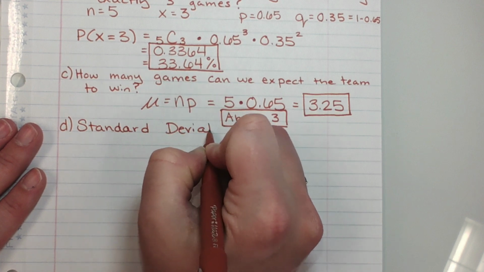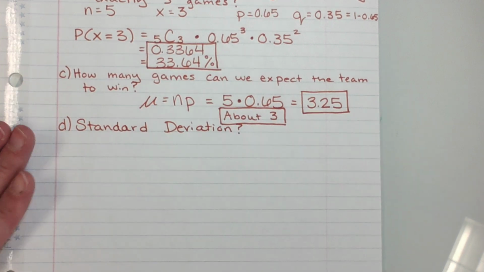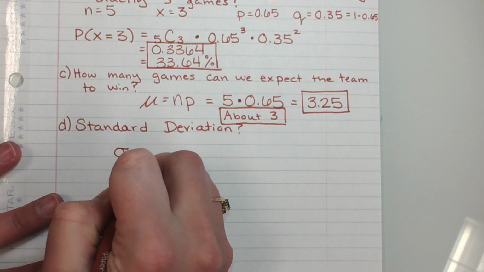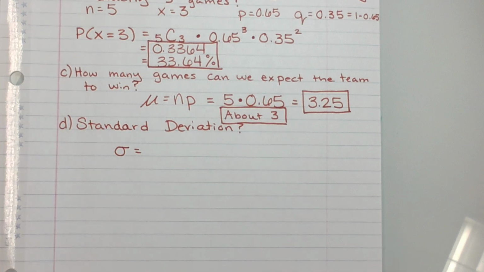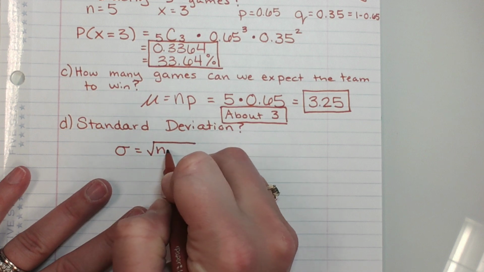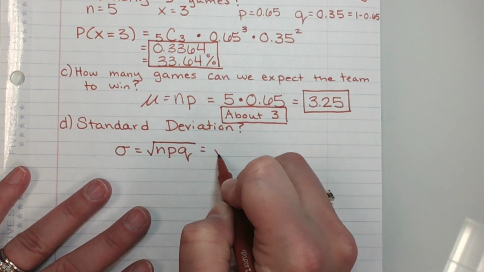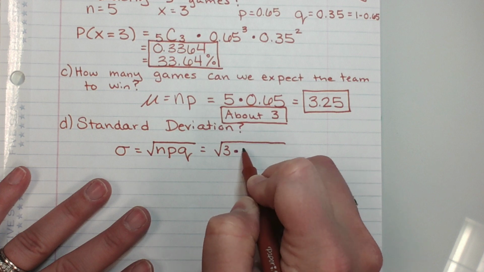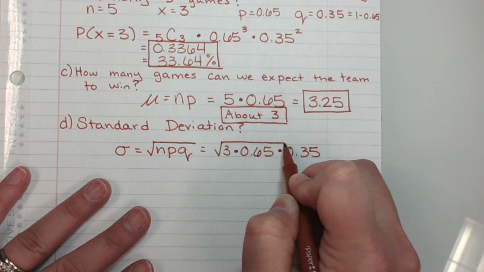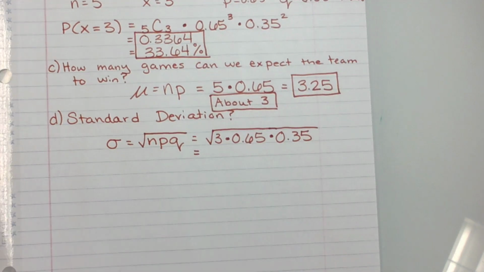Now, if I want a mean, I also want to figure out how likely it is to vary from that mean, which is where standard deviation comes in. Standard deviation is given by the variable sigma, and what's the formula for it if it's binomial? The square root of n times p times q. Square root of n p q. N was 3, p was 0.65, and q was 0.35. Type it into my calculator. Make sure I have parentheses, particularly if I have a Casio.